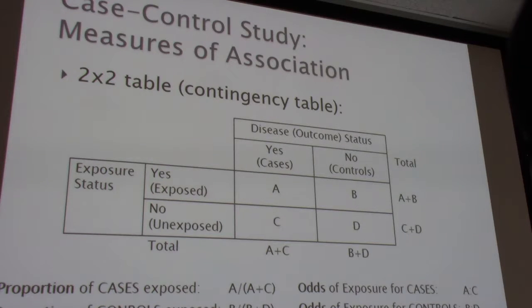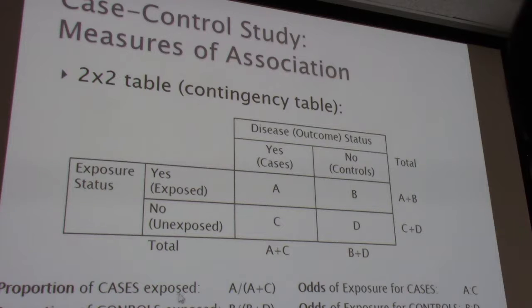So the measure of association that is used in a case control study is an odds ratio. It's depicted here in a 2x2 table. All of the people in your study can be put into one of these boxes. They're either a case or a control, and they've either been exposed or not. So you'll have numbers in each of these boxes, and then you can calculate a ratio.